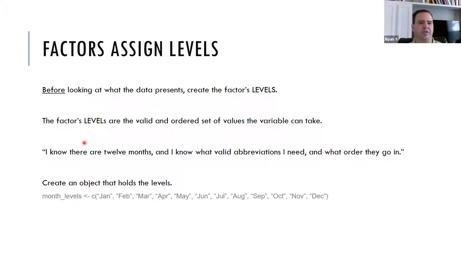Okay, so you take this idea, I know that there are 12 months and I know what valid abbreviations I need and I know what order they go in. And so then you create an object that holds the levels. So in this case, you can see they put in month underscore levels is all these abbreviations. These are the valid ones and they're in this order. Okay, so now that exists before we really do anything with the data.